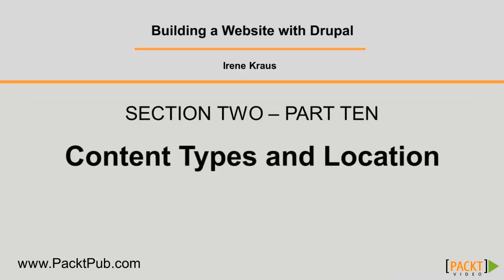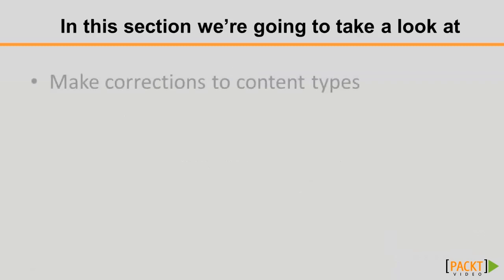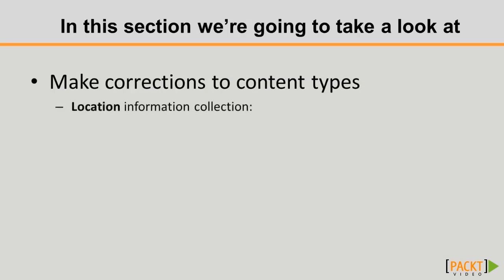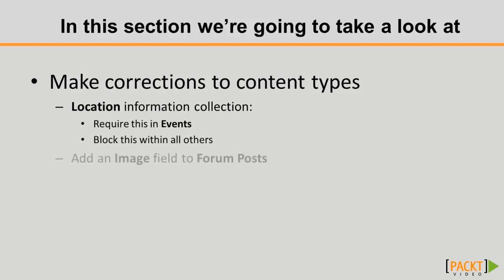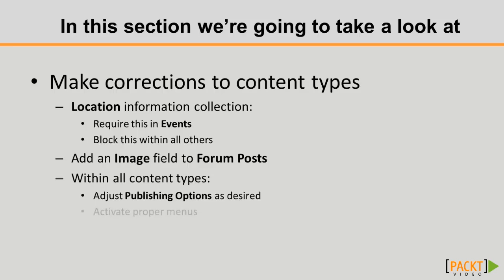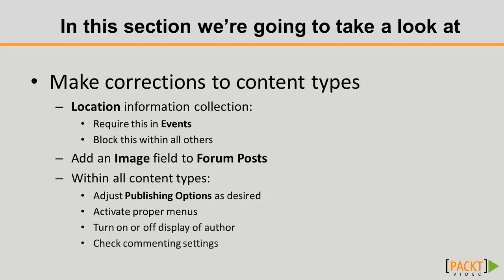Another name for this video could be Content Types Housekeeping, because we're going to be doing a lot of adjustments within the settings for content types, beginning with that location collection aspect. We want this to happen inside our event content types, but not in any of the others. We do want to add an image field to our forum posts, and then within all of them we need to look at the publishing options and proper menu activation, turn on or off the display of the author information, and also check the commenting settings, whether that should be turned on or turned off.